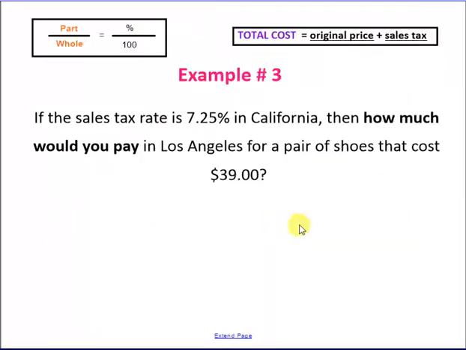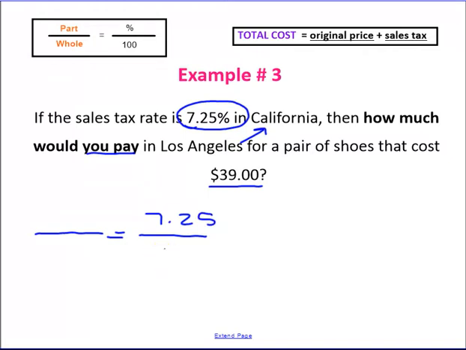All right, next question. If the sales tax rate is 7.25 in California, how much would you pay in Los Angeles for a pair of shoes that cost $39? Well, first of all, Los Angeles is in California, so we need to use this percentage. It's asking us how much we would pay, so how much we would pay in total. Create a percent proportion. Our percent is 7.25 over 100. Our shoes cost $39, and I'm trying to find the tax, the X.